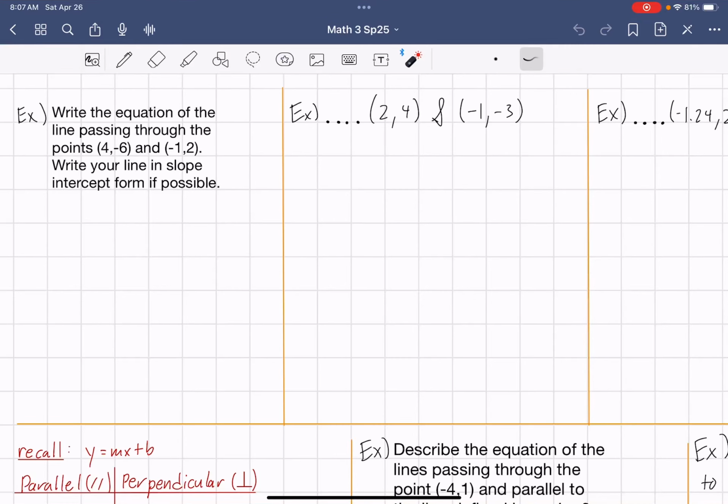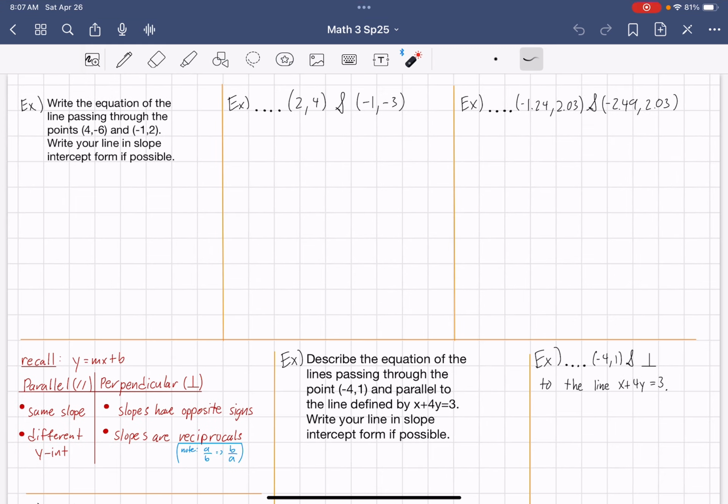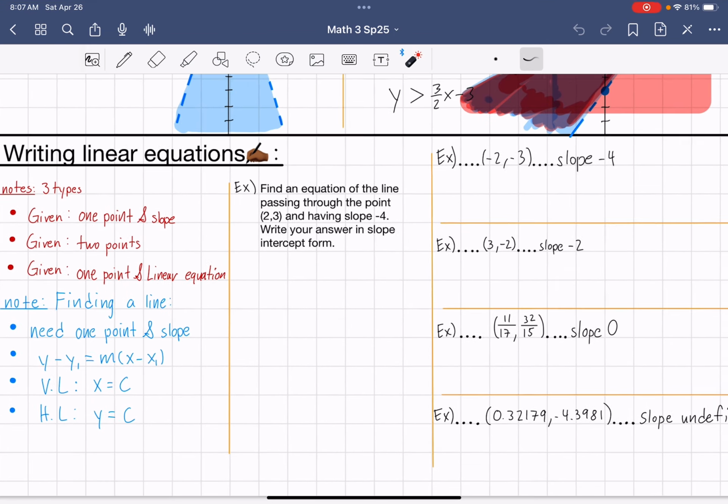We're going to be talking about writing linear equations. And this is useful when you get to calculus. When you talk about writing the equation of a tangent line, you do things exactly like these examples we're about to look at.